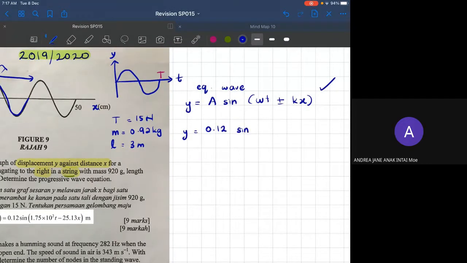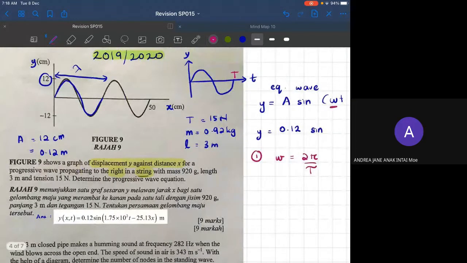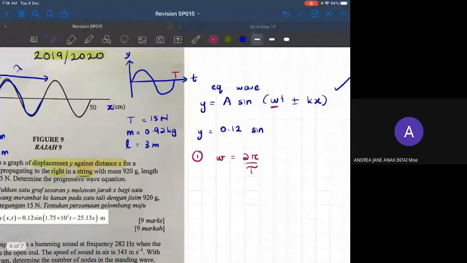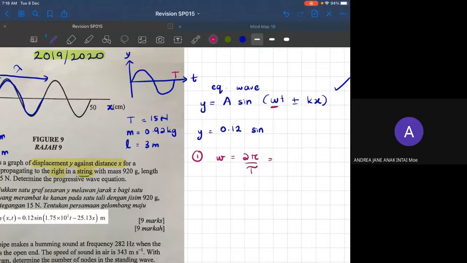Of course we want to find omega and k, right? Let's try to find omega first. Omega is 2 pi over T, but we have no idea how to find the period because we have no information about the period at all. Maybe we could try omega equals 2 pi f. Let's say Miss wants to find the frequency.